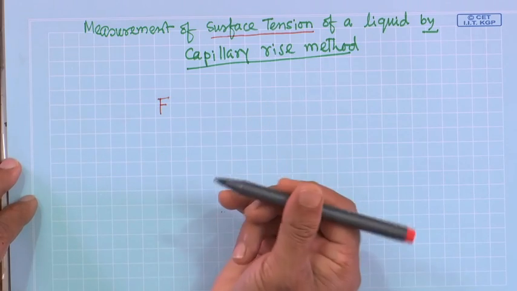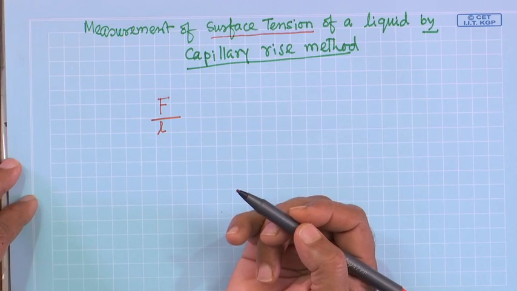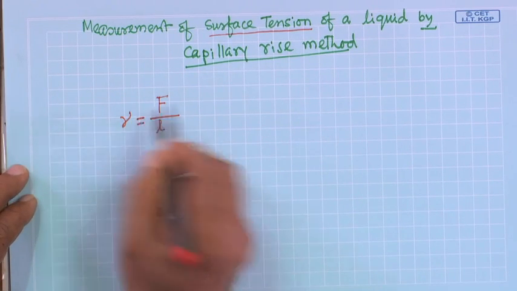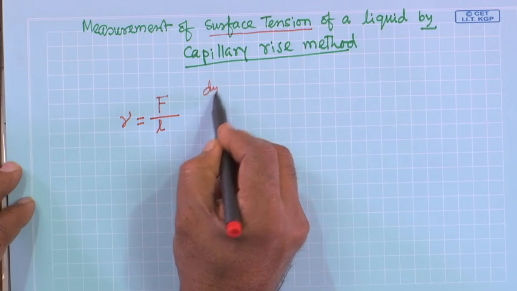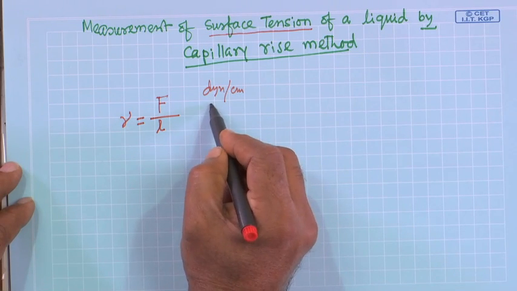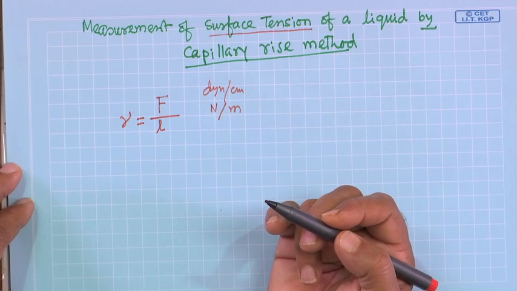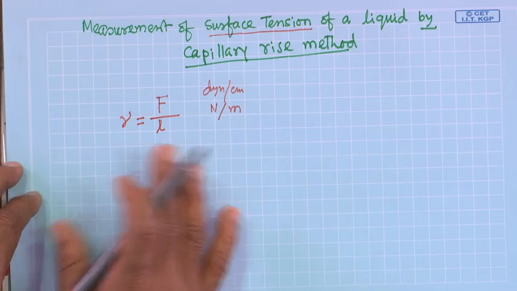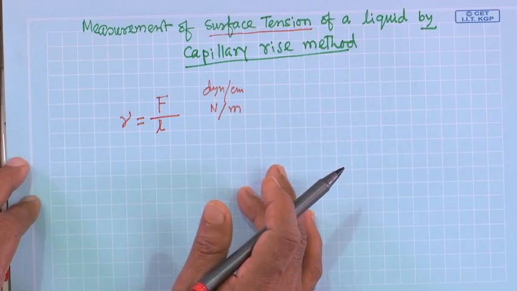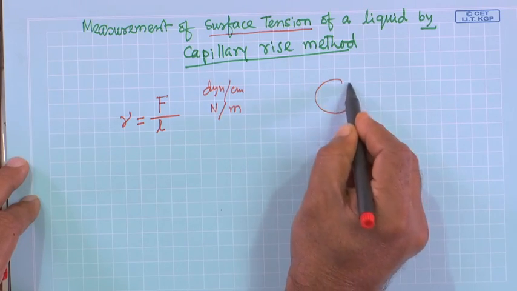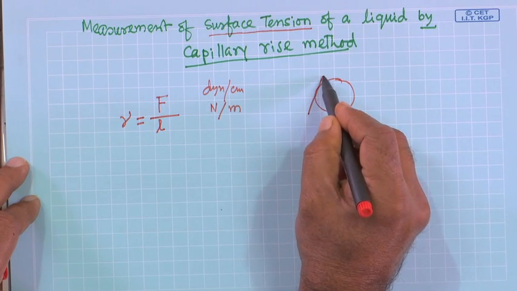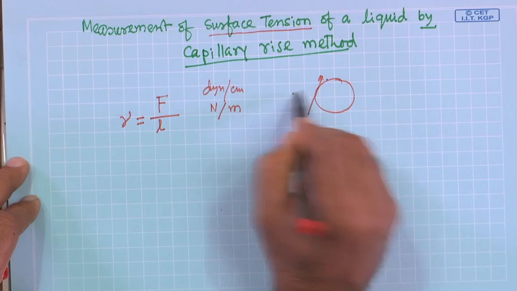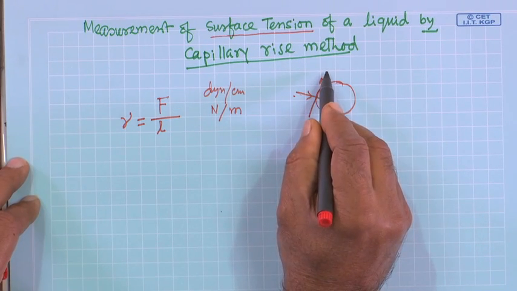So, what is the definition of surface tension? Surface tension is basically force per unit length. The unit is dyne per centimeter or Newton per meter. This force is the tangential force on the surface of the liquid or any surface. It is not a perpendicular force, it is a tangential force. So, this is the F.